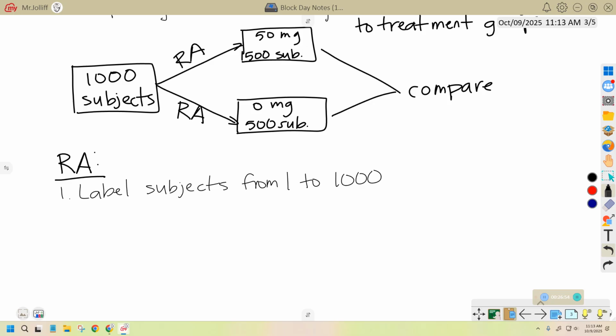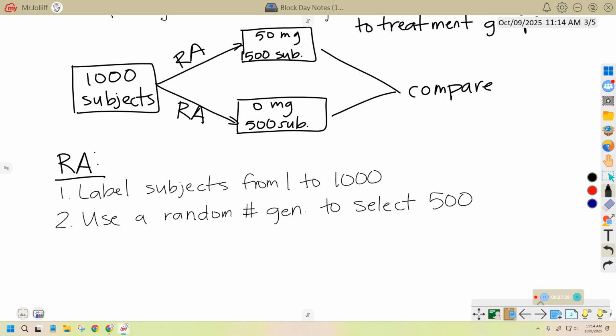After I assign them a label, what do I do next? It's the R step. It's the randomize step. Very good. So we are going to use a random number generator to select, and how many people do I want in my first treatment group? 500. So I'm going to select 500 random numbers from 1 to 1,000.